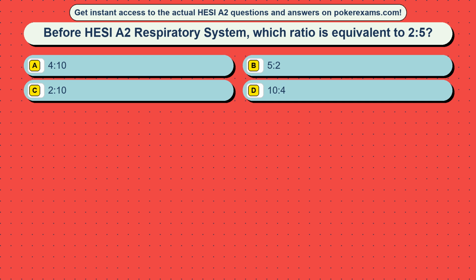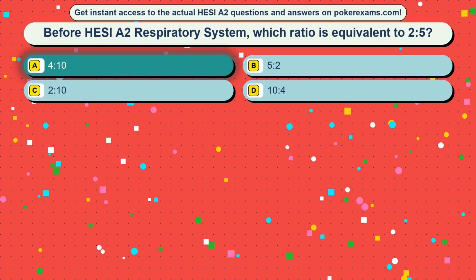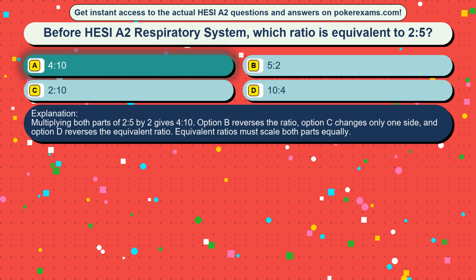Option B, 5:2. Option C, 2:10. Option D, 10:4. The correct answer is option A, 4:10. Multiplying both parts of 2:5 by 2 gives 4:10. Option B reverses the ratio. Option C changes only one side, and option D reverses the equivalent ratio.